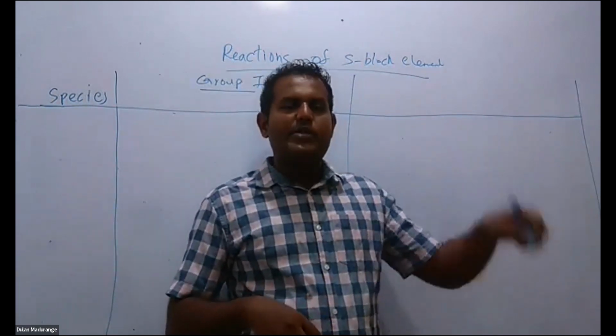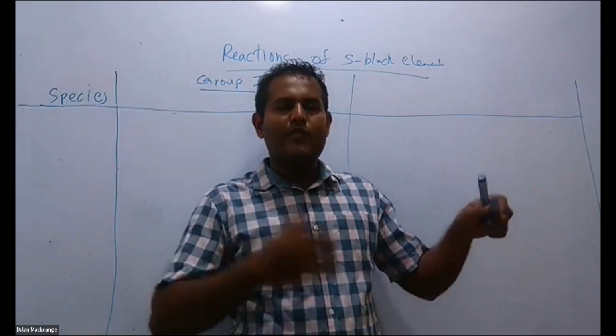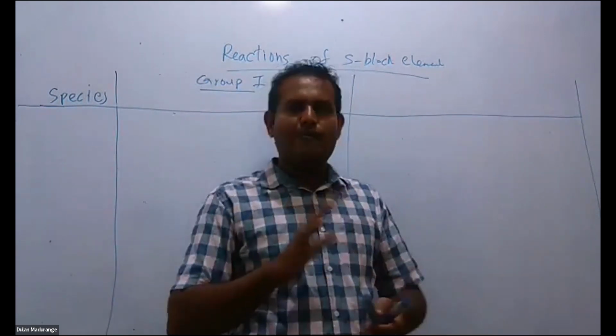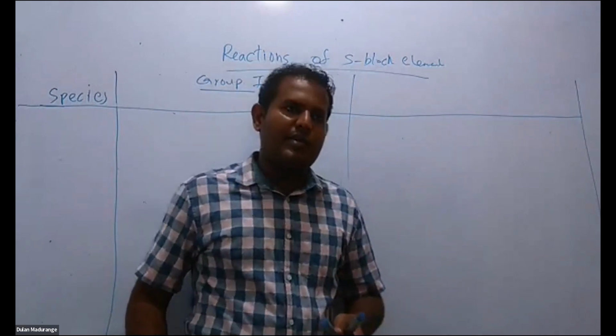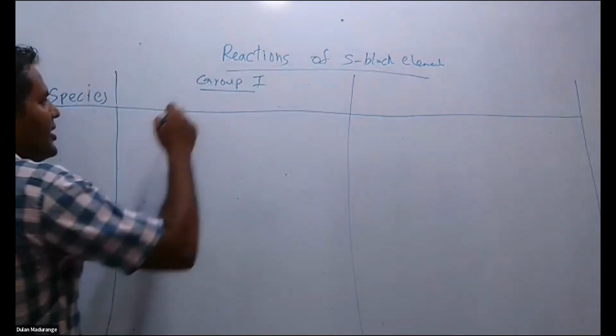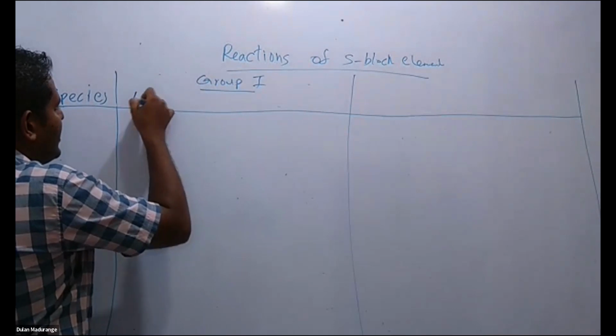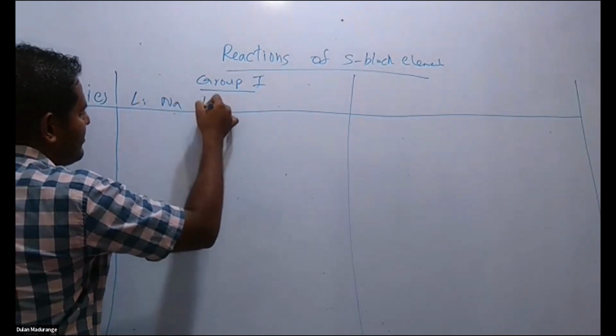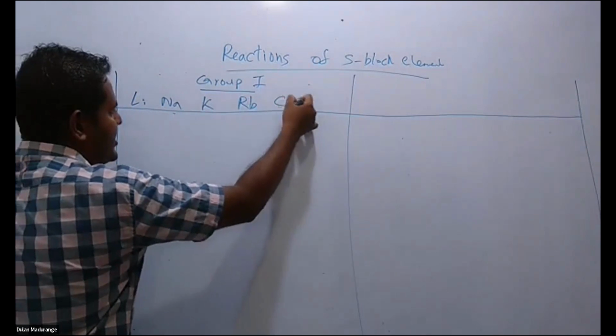At the end of the MCQ paper, they are giving one periodic table. So then always when you are turning it and coming to the question, you will be getting a good time. Right? So then group 1: lithium, sodium, potassium, rubidium, cesium.